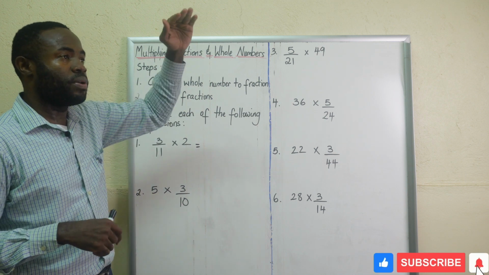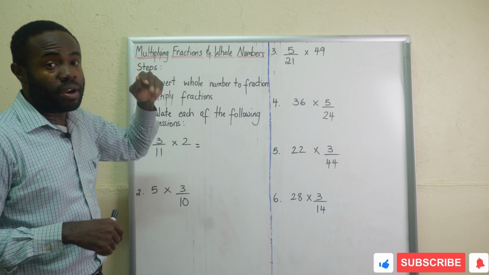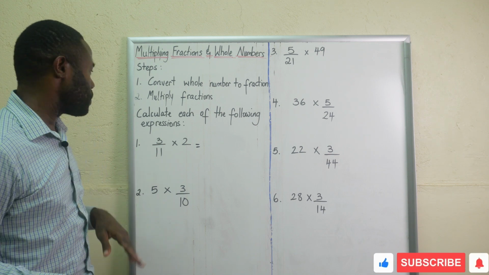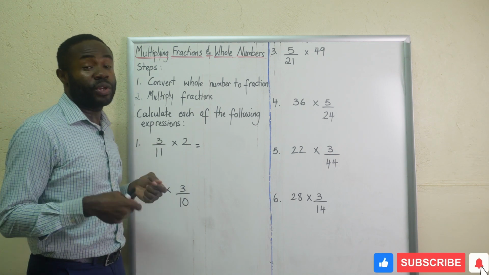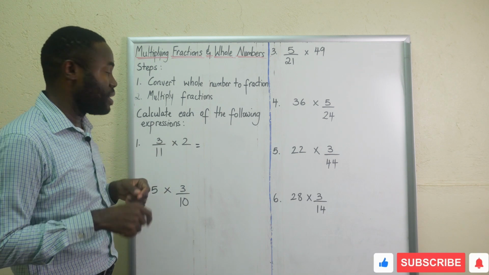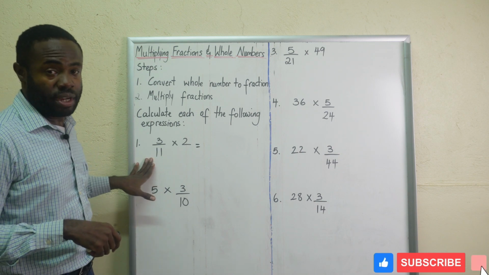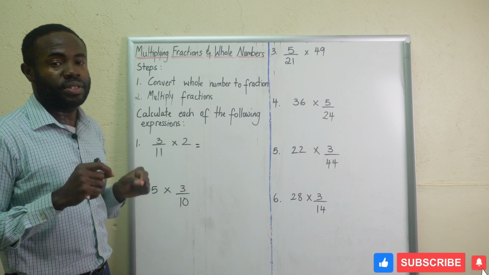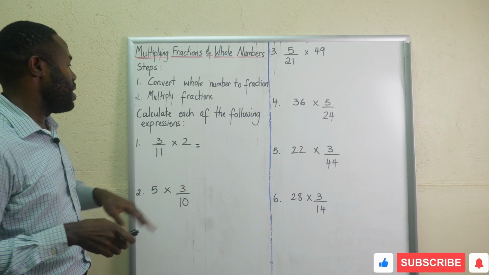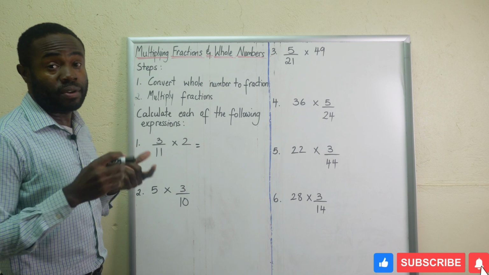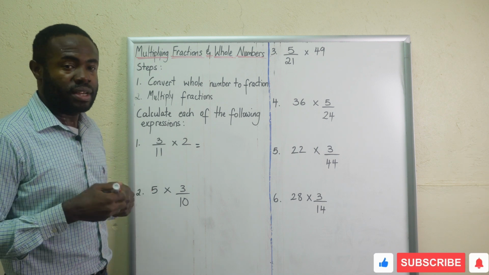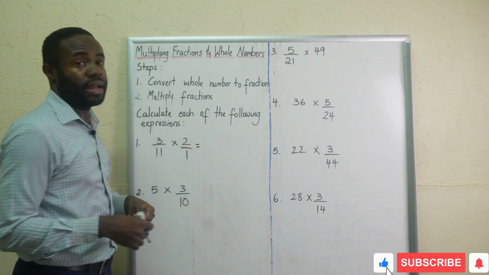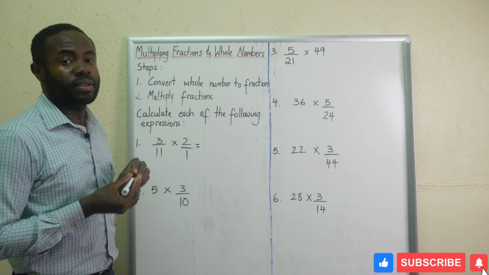That is the whole number, then your fraction bar, and then below the fraction bar, which is your denominator, would be 1. Let's jump into some questions where you will better understand what I've just said. Here we have 3 over 11 times 2. 2 is our whole number, and the first step is to convert that to a fraction. And again, we divide the whole number by 1, and it is now converted to a fraction.